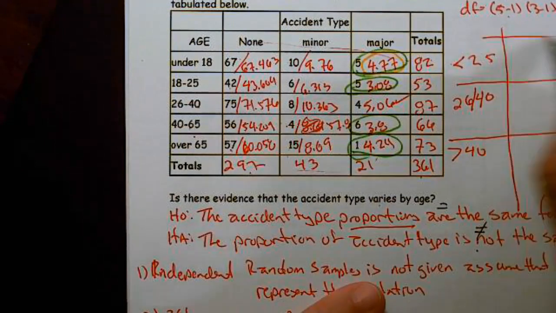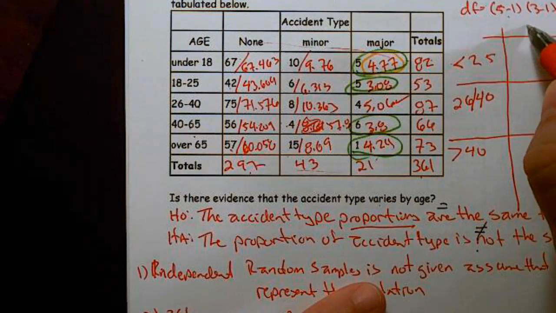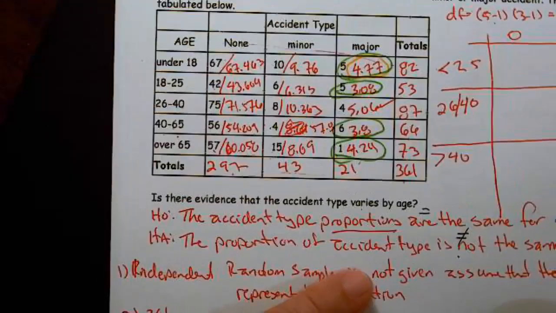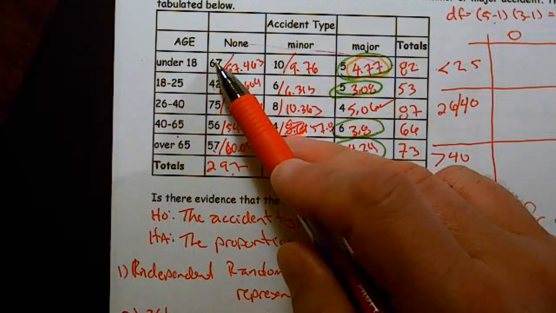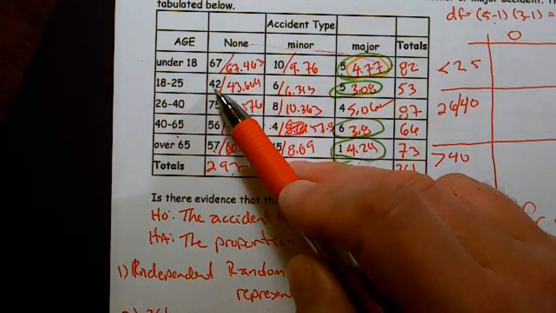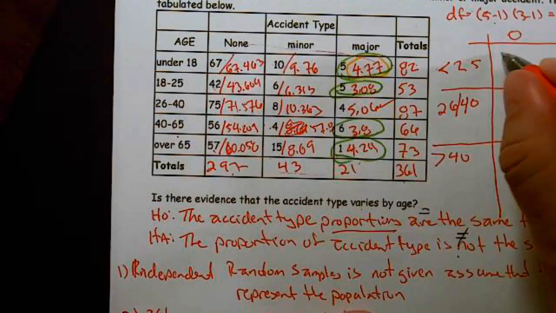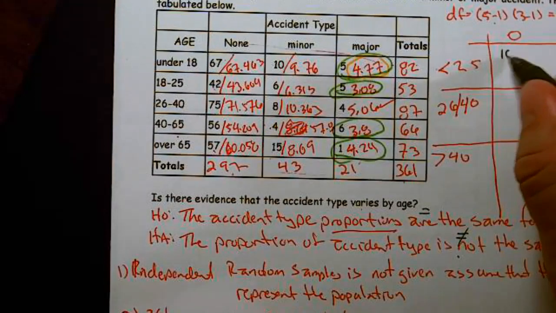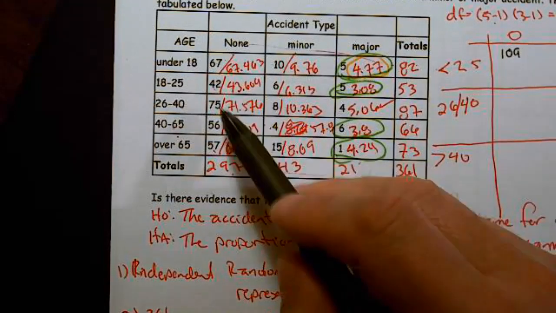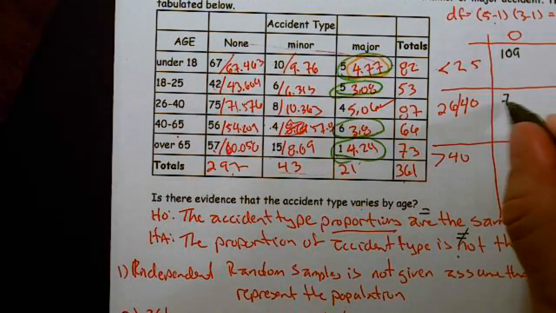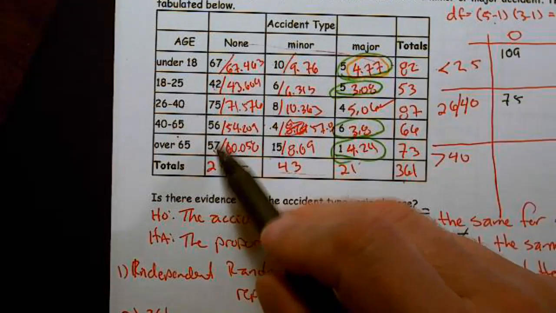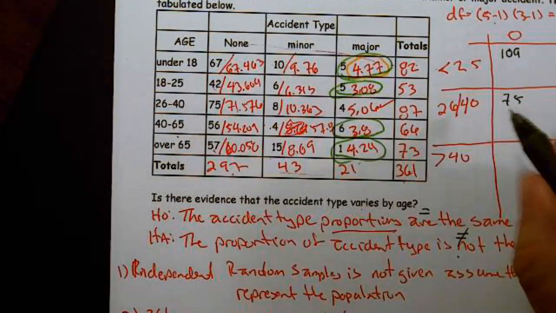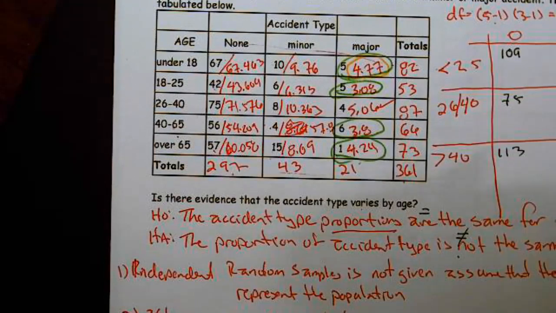And what did we have? We had 0 accidents. Well, if I combine these two, it's going to be 67 and 42. I combine those two, and now I have 109. So I'm going to combine those, and I have 109. This would be my observed. I'm going to do the observed in black. We left this one alone. That's 75. But now we're going to combine the 56 and 57. 56 plus 57 is 113. So that's observed. Minor.